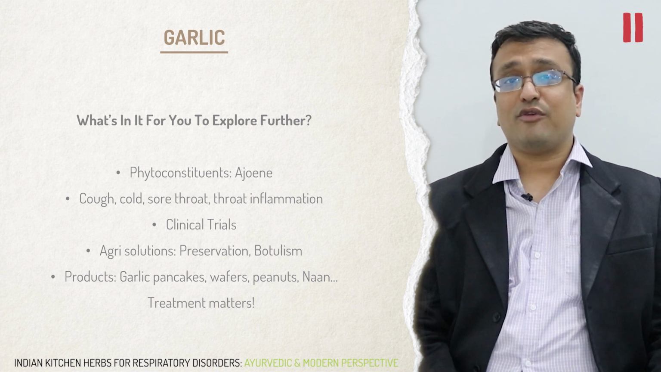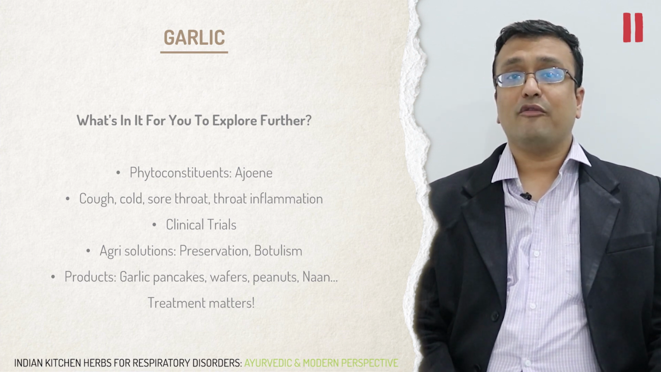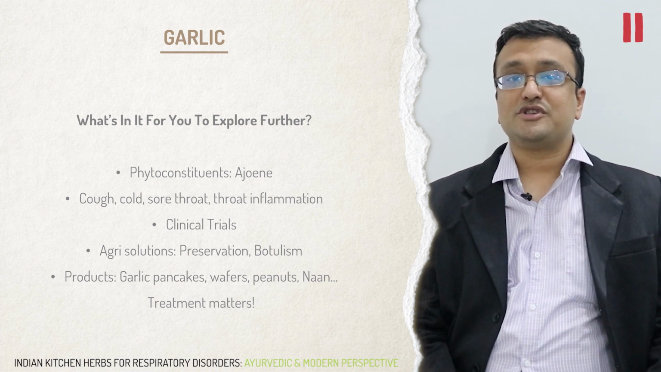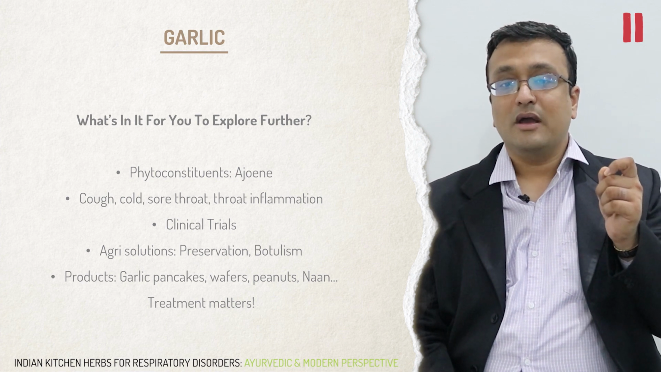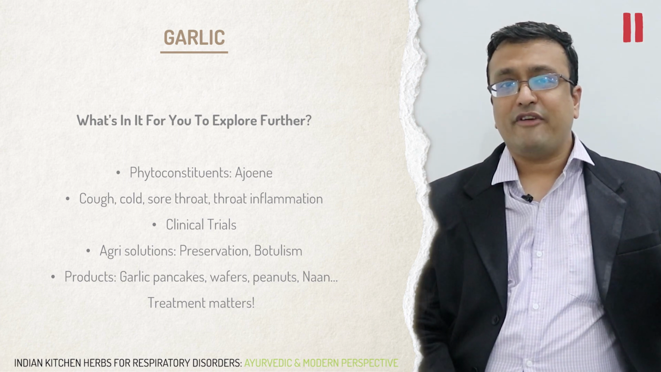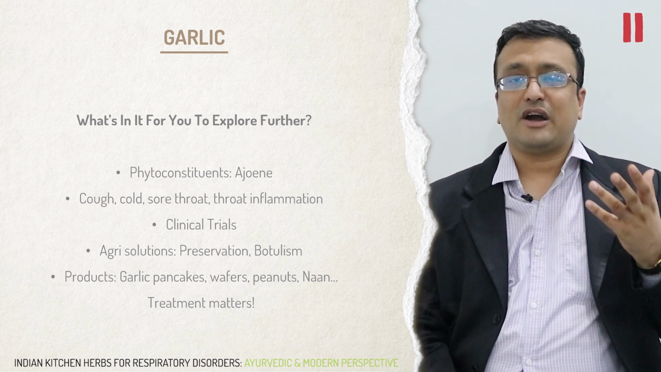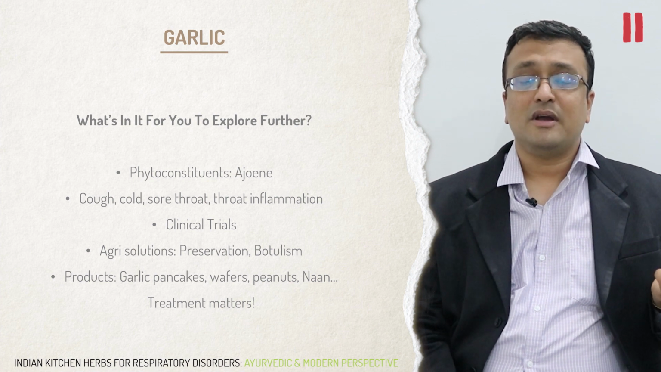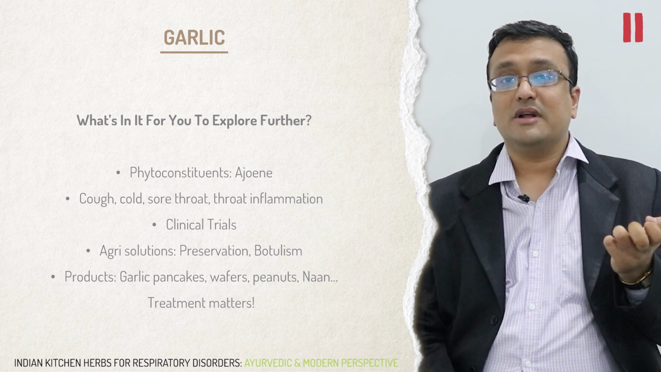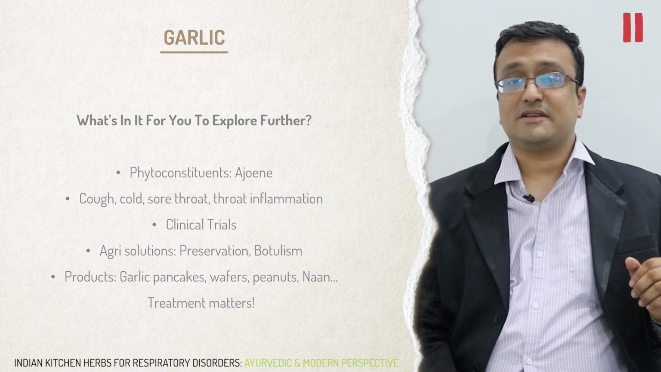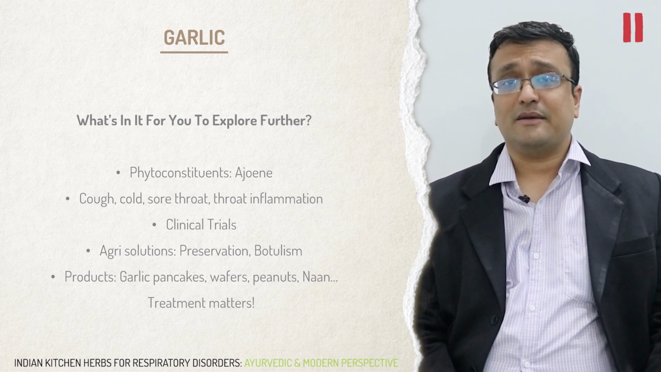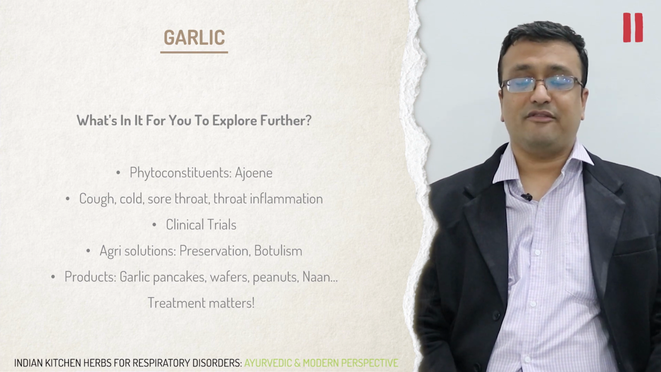But what is in it for us to explore further? Well, for those of you who are interested in research, another very important phytoconstituent is being researched right now, which is present in garlic, and it is known as ajoene. It has been known to have a very good effect on the respiratory tract, like cough, cold, sore throat, throat inflammation, but no particular work has been done according to modern science regarding garlic in these aspects. So this also can be explored further. Also, clinical trials are missing, that is, the action on the human body itself.